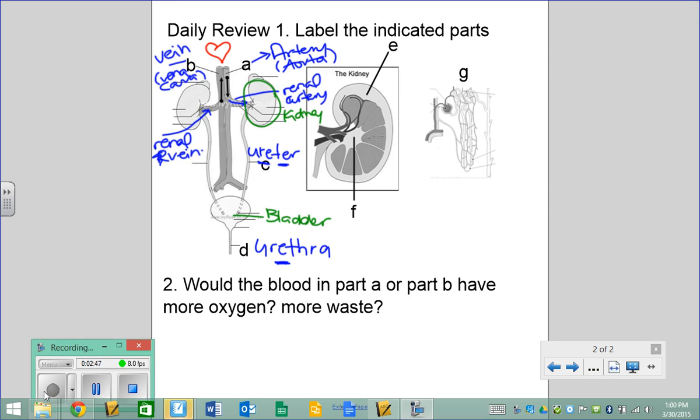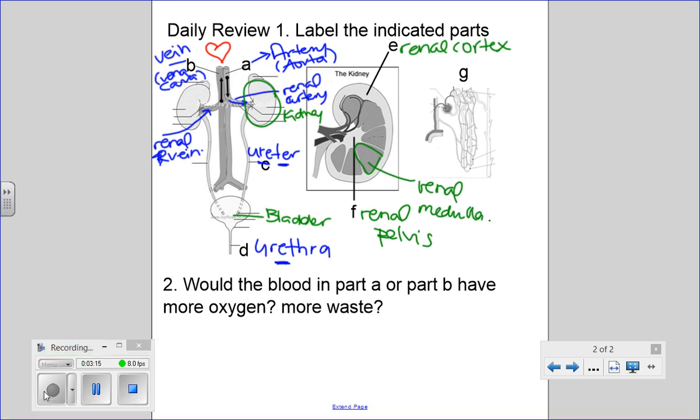So then the second picture, which is obviously your kidney but blown up a little bit, E is the renal cortex. If you just said cortex, I would accept that. If you just said renal, I wouldn't. F is the renal pelvis. And this little triangle-shaped thing, even though I didn't ask for it, is the renal medulla. So those are the three layers, let's say, of kidney tissue.